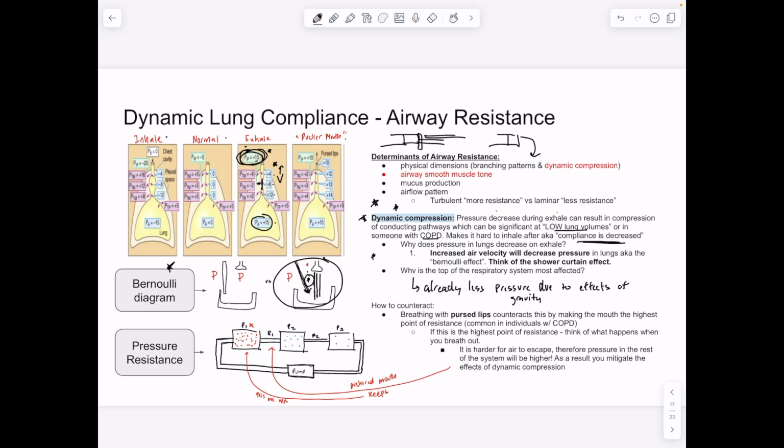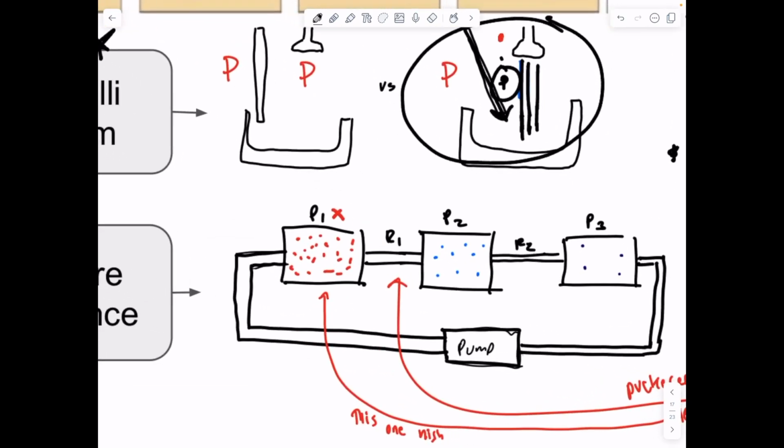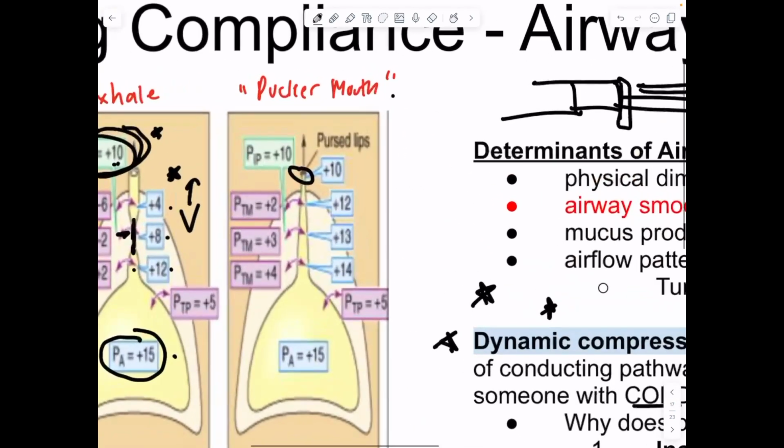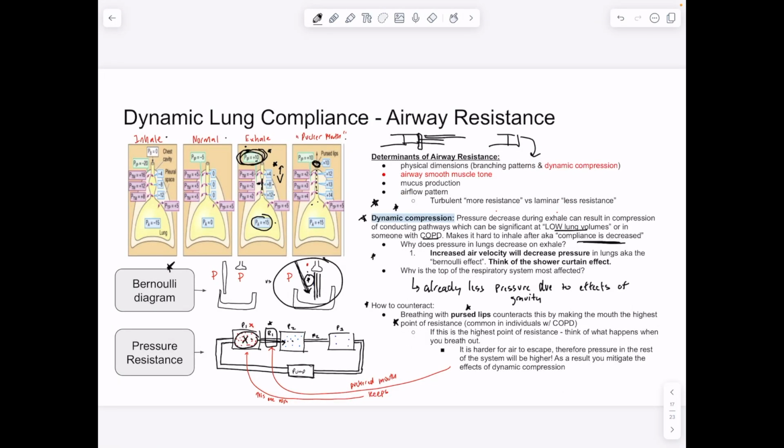So in the case of someone with COPD, they try to counteract this by pursing their lips. When they purse their lips, they're making the highest up point the point of greatest resistance. The idea is, we go back to this pressure resistance curve. This is our lungs, and we pinch right here, then we're going to keep the pressure below the pinching point relatively high because it's harder for the air to escape. If you make this the highest resistance point, then you can increase the pressure overall, despite the drop off due to the Bernoulli effect: increased velocity due to decreased cross-sectional area, and increased velocity means decreased pressure inside the vessel, which means you could have collapse potentially.